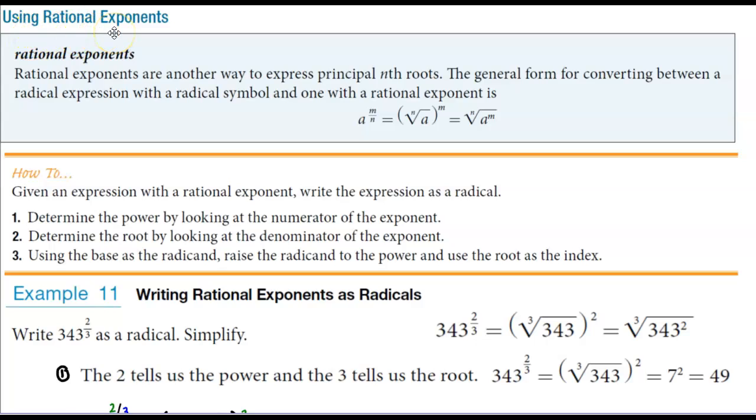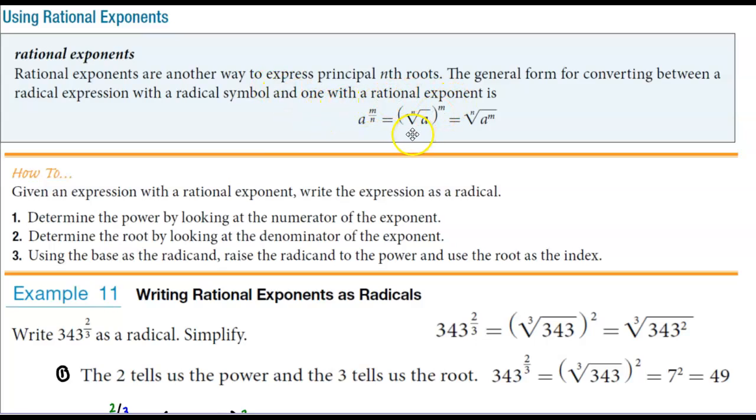Using rational exponents. Rational exponents are another way to express principal nth roots. The general form for converting between a radical expression with a radical symbol and one with a rational exponent is the following.